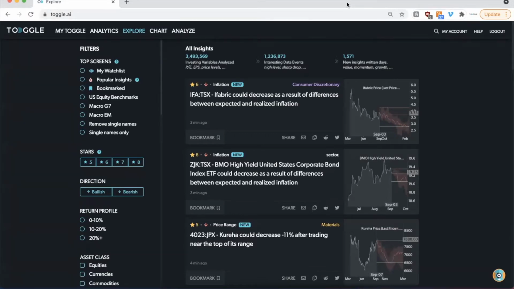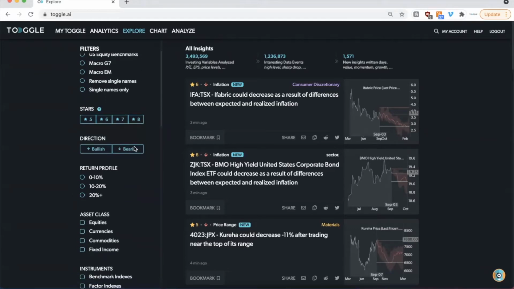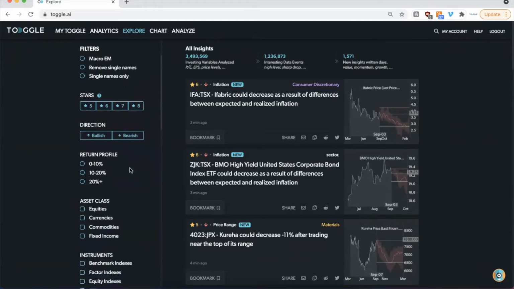So the Explore page is great for idea generation because using our filters on the left side here, you can really filter down insights to meet a specific criteria which relates to you. For example, if you're a long trader looking at assets that have a bullish direction, or if you're a short trader looking at assets that have a bearish insight direction.